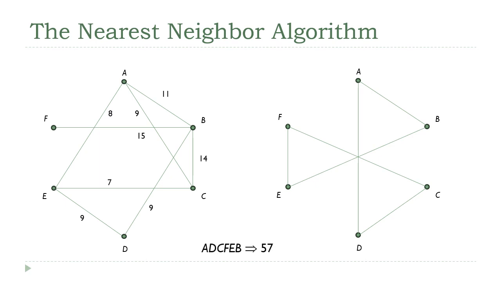It's going to go A, D, C, F, E, B, and then of course we'll go back to A. And the total cost, if you add up all of the edges that I removed here, the total cost of this one is going to be 57. Okay, so hold on to that.